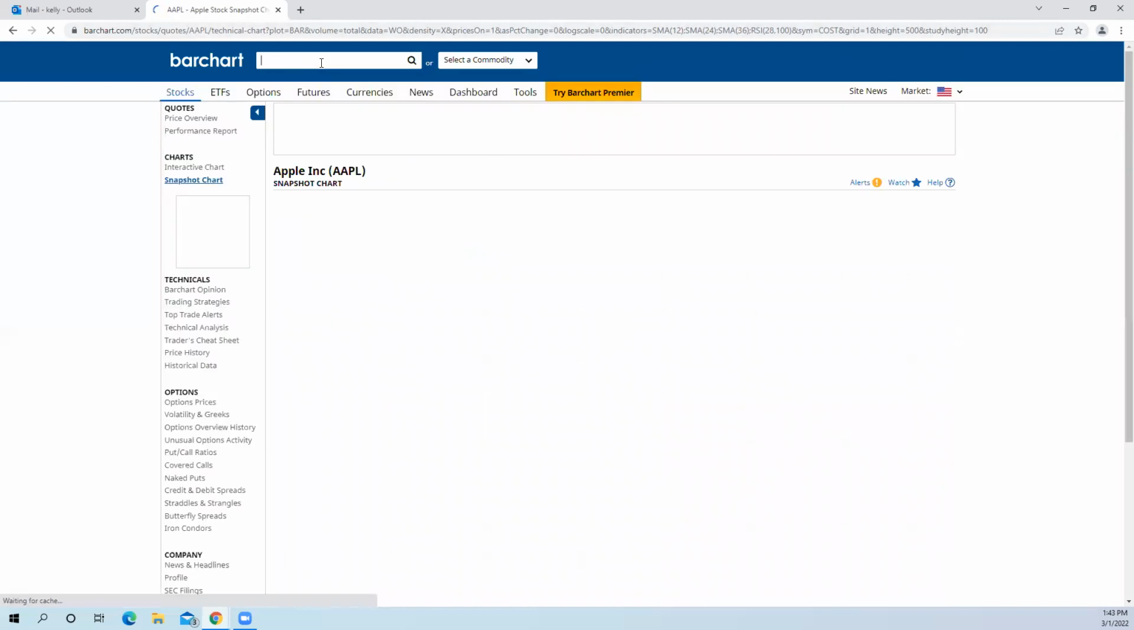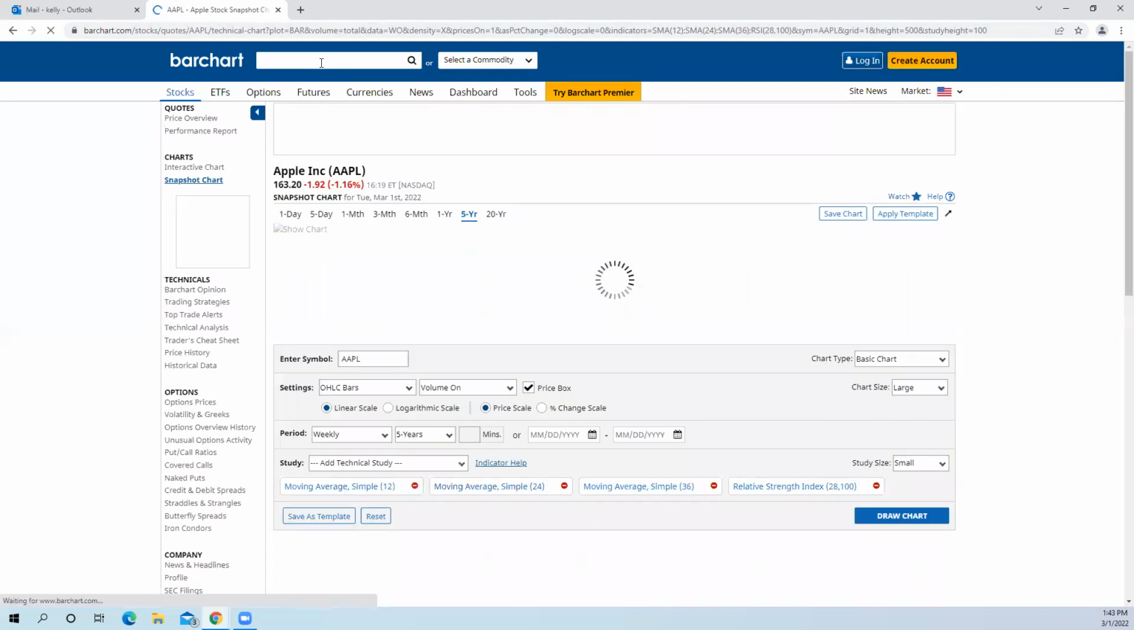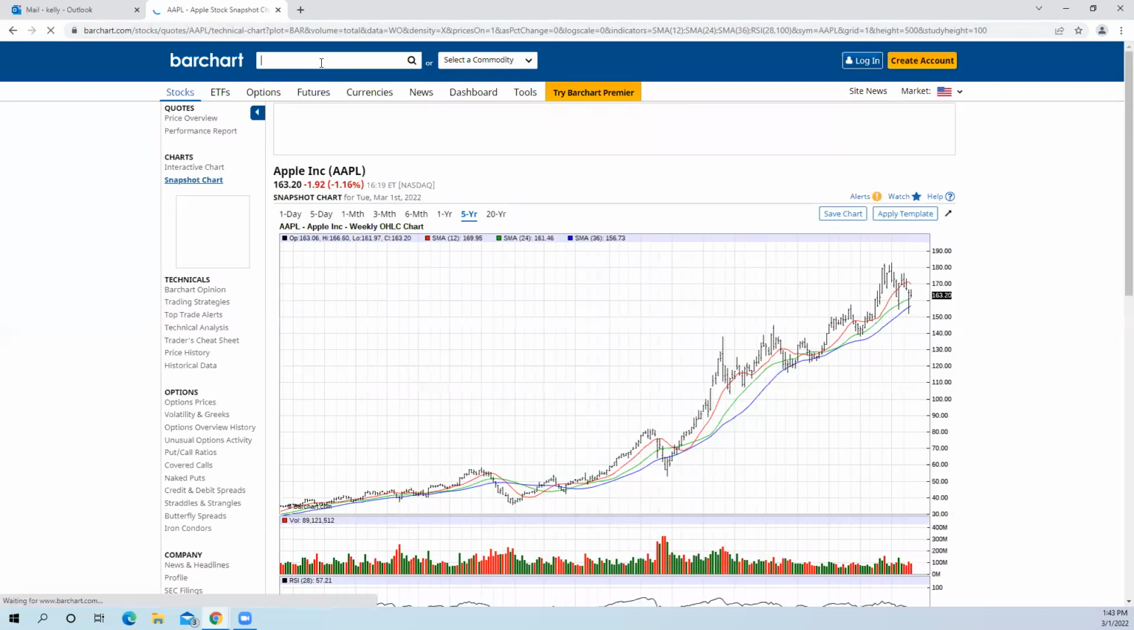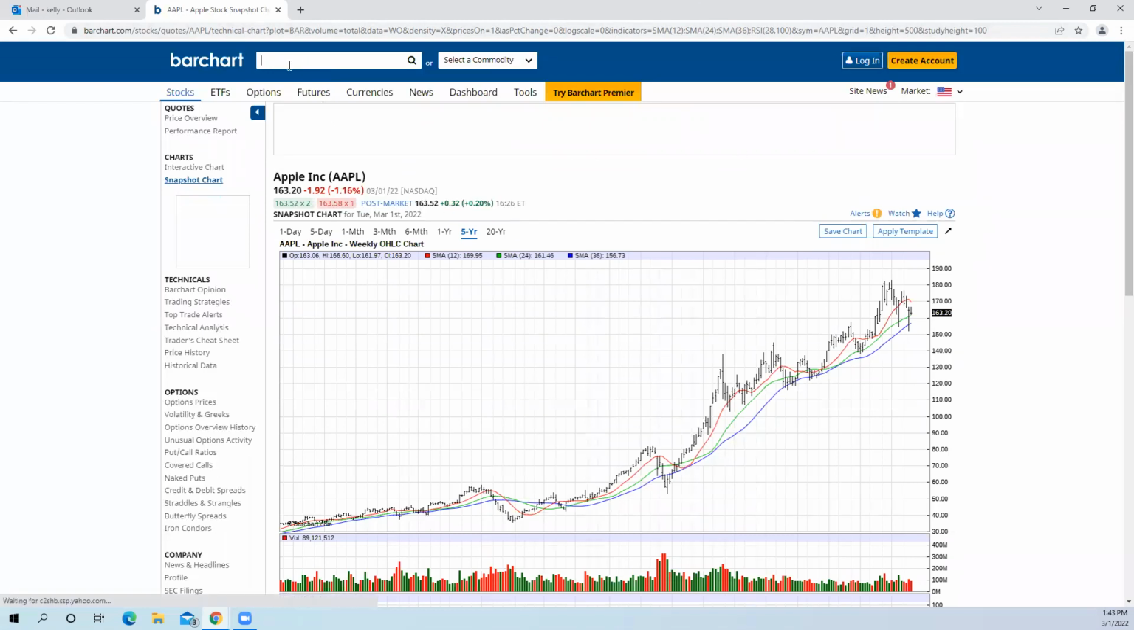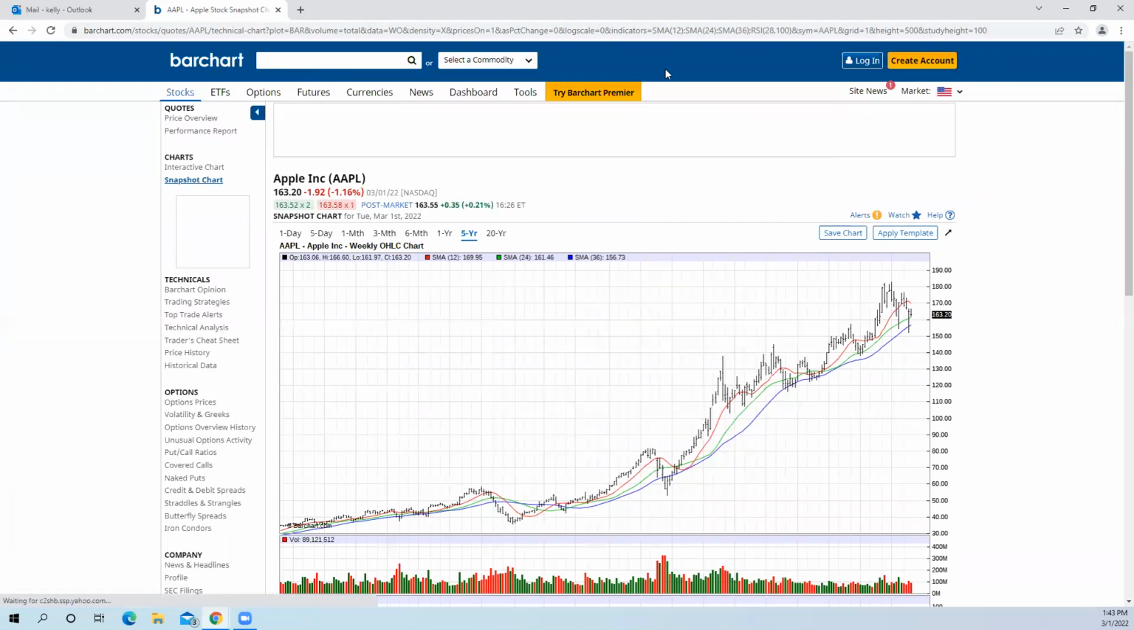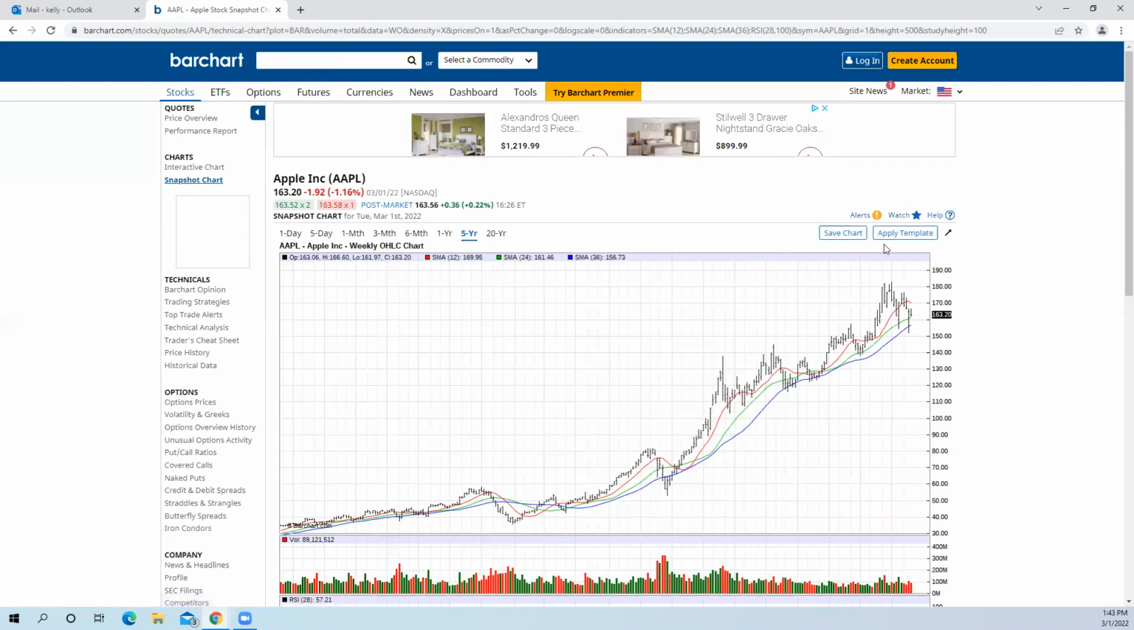Apple is a company that makes tremendous amounts of money. They got tremendous cash, and they represent about half of what Berkshire Hathaway is holding, which is kind of a big percentage for a portfolio. But at any rate, what does it look like here?